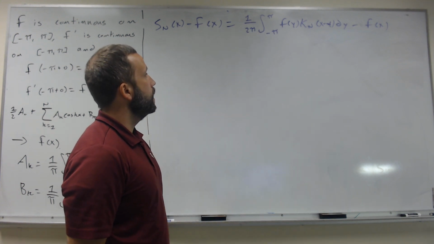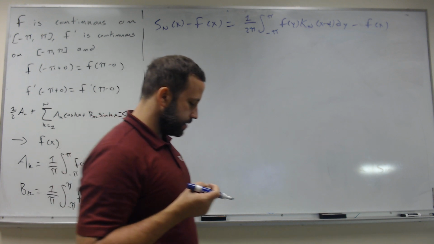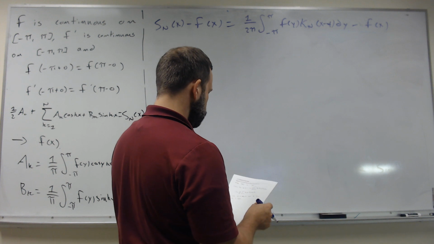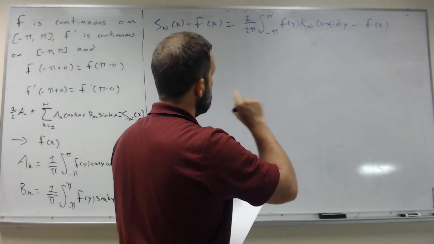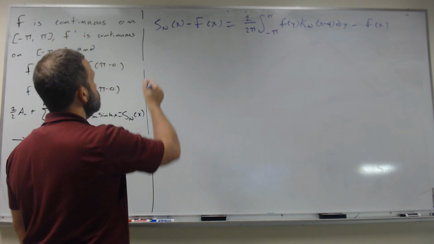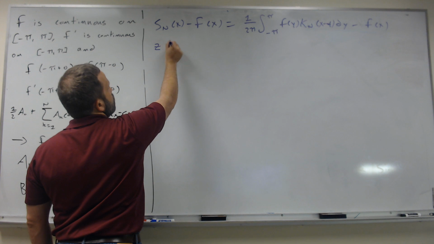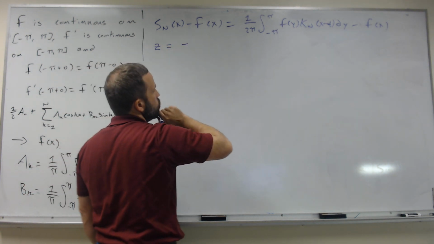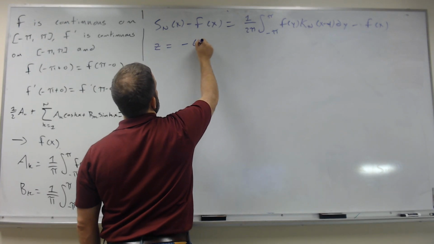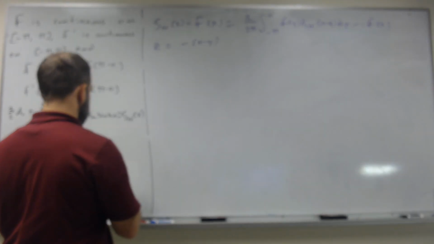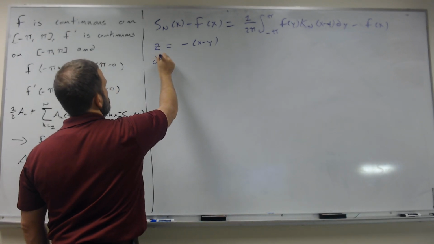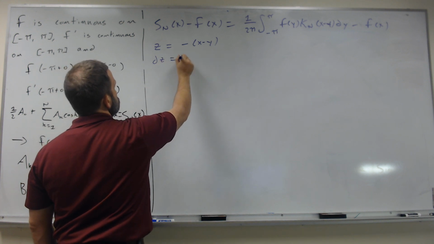Here is where we're going to use the fact that the integral of Kn divided by 2 pi is equal to 1. Actually, first we're going to do a change of variables. Let's say z is equal to minus (x minus y). The integral variable is dy, so this tells me dz is just going to be equal to dy.